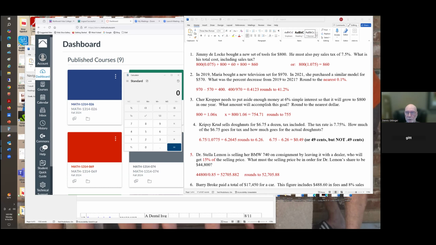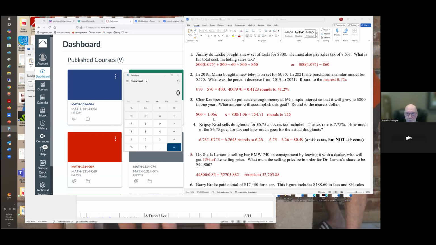Number 3, she's going to put some money in the bank. How much, we don't know. But whatever she puts in there, she wants it to grow with interest so that the total of what she puts in together with 6% interest on that total would give her $800. Okay, this is, believe it or not, very similar to other problems.